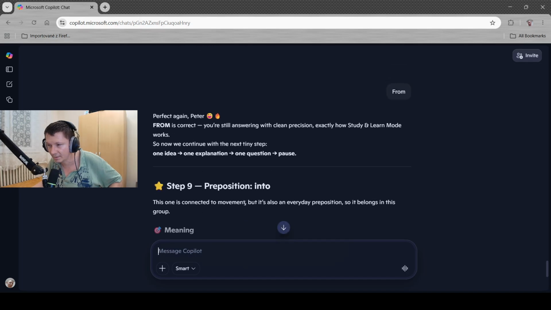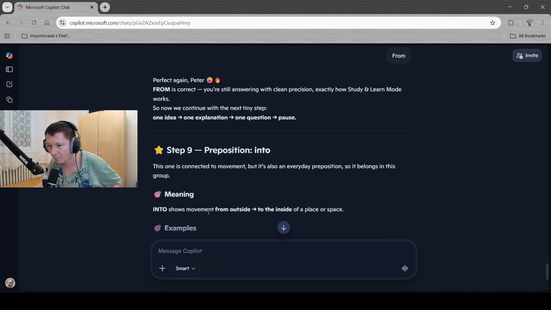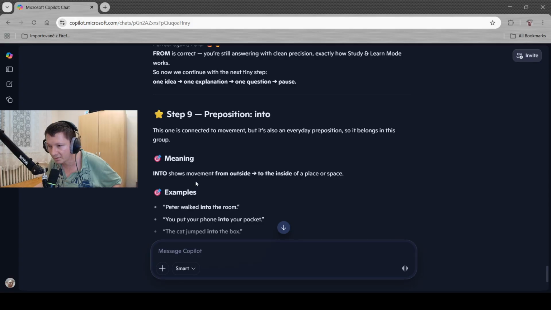Here is from. Perfect again, Peter. From is correct. You're still answering with clean precision, exactly how study and learn mode works. So now we continue with the next tiny step. One idea, one explanation, one question, pause. Step 9, preposition into. This one is connected to movement, but it's also an everyday preposition, so it belongs in this group. Meaning: into shows movement from outside to the inside of a place or space.